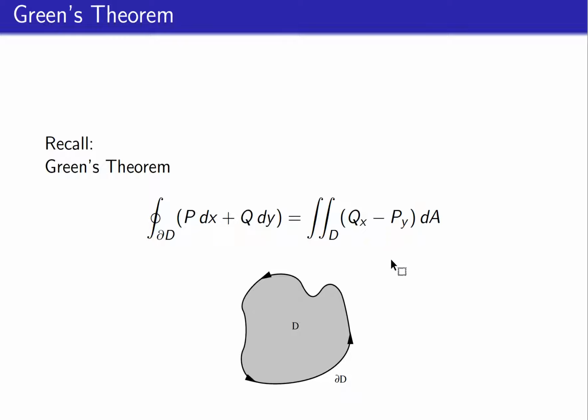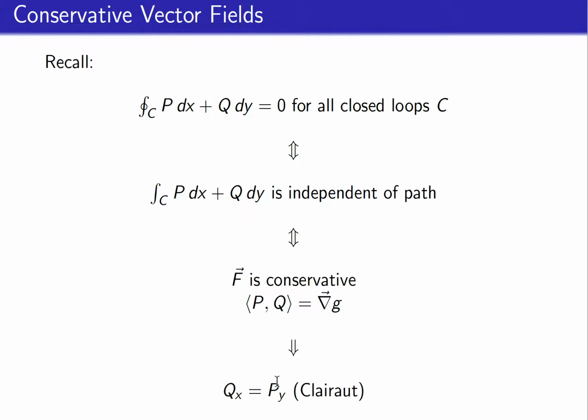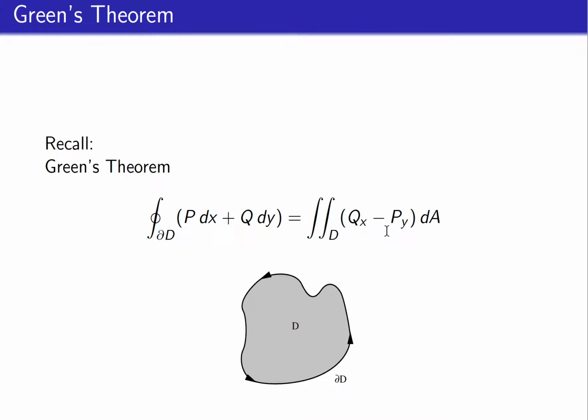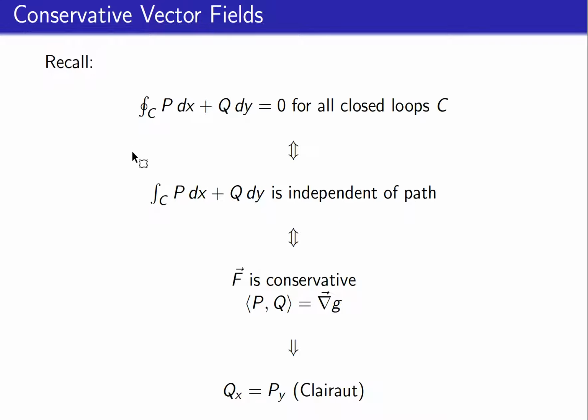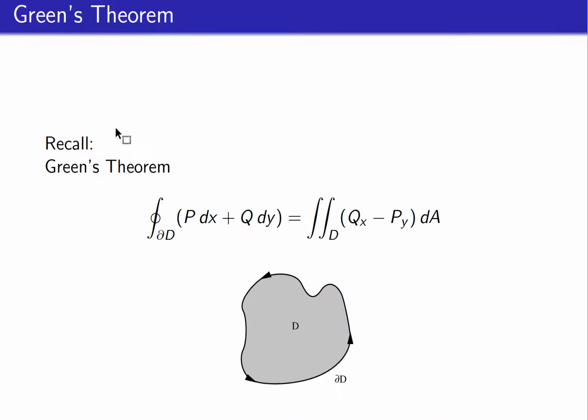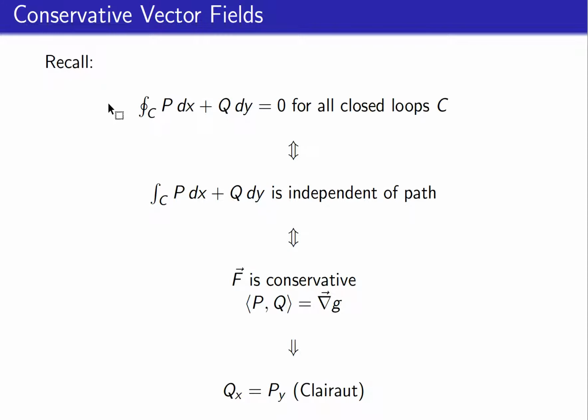Of course, the relevance here is this looks a lot like Clairaut's result. Clairaut's condition here is Q sub x equals P sub y, and if Q sub x is equal to P sub y here, then that should be 0. So let's take a look. This condition here, the integral of P dx plus Q dy, that's what we have on this side here. And here's the point. It sounds like this is a really useless kind of condition to have to test whether a vector field is conservative.